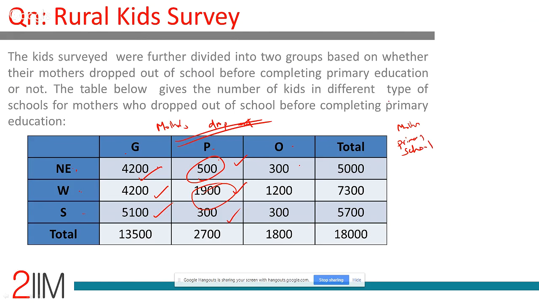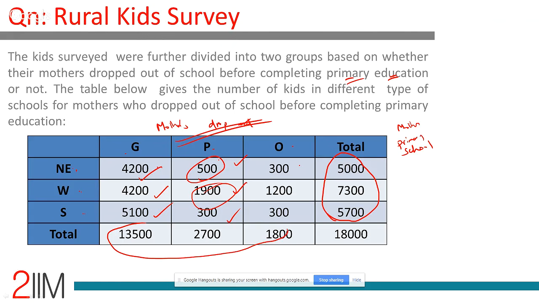This is for mothers who dropped out of school before completing primary education. Mothers who have completed primary education is another table which can be classified in this 3 by 3. That is Northeast, West, and South, G, P, and O. So we've got this whole table handed to us on a platter. We'll have to make sense of the other table. Right? But we've already got these numbers at an overall level with us.